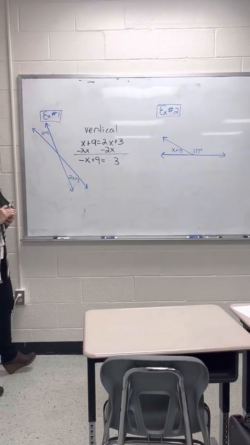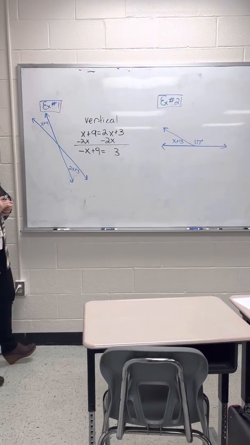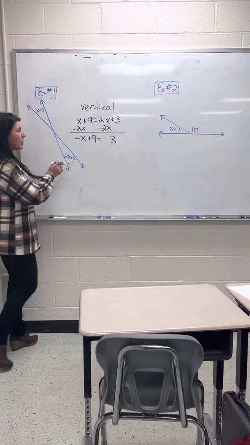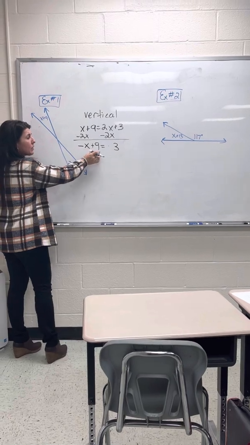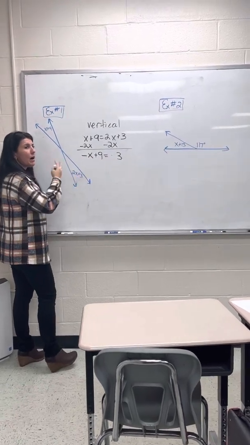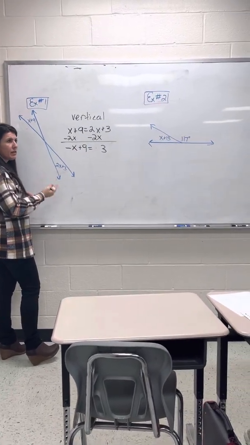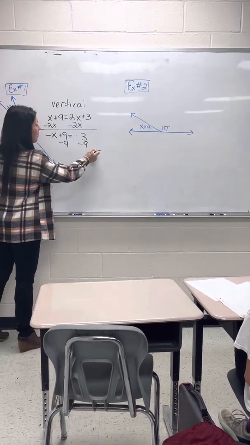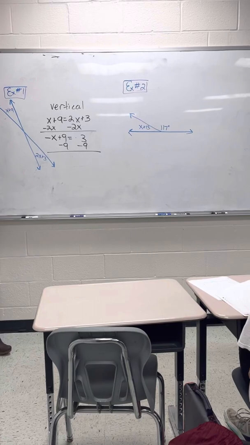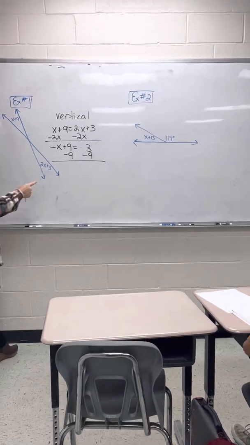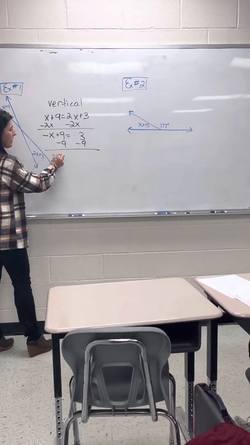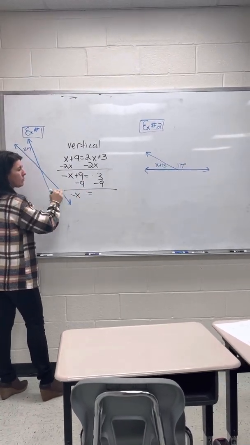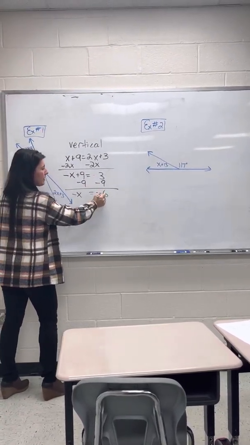What's my next step in getting X by itself? Move the 9 over. Exactly. Again, our goal is to get the X by itself, so we're going to move the 9. We're going to do the opposite operation to the same number. So we're going to subtract 9 on both sides. And again, I want you to show your work exactly the way I'm doing it, because I've taught this to you guys already. We're going to bring down the negative X. These become 0. Bring down the equals. 3 minus 9 is negative 6.